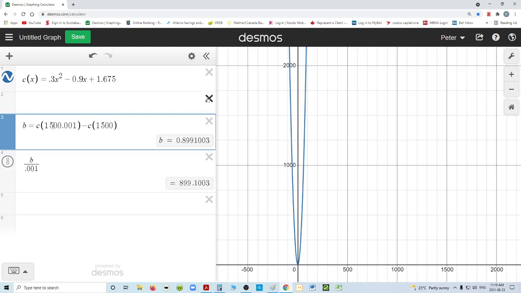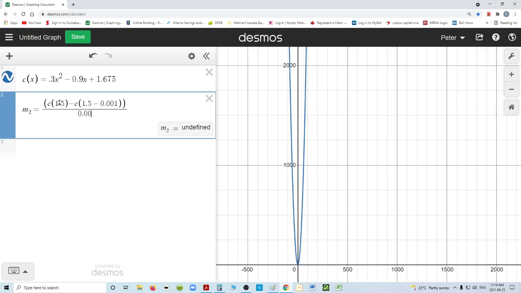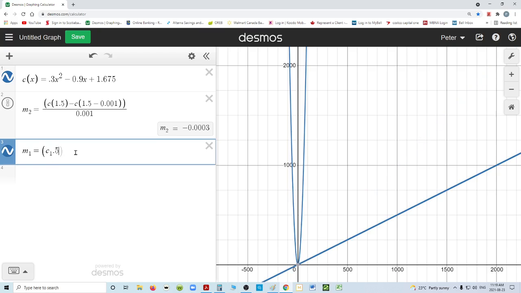So I'm going to just use the formula. I'm going to call it M2, and I'm going to use a point that's just to the left of it, which is C(1.5), and it depends if they converted it or not, minus C(1.5 minus 0.001), which is my H, all divided by 0.001. So I can see, yeah, it's a very small slope. Then I'm going to take my M1 and use a point that's just to the right of it, which is C(1.5 plus 0.001). And the big thing is, well, if the sign flips.